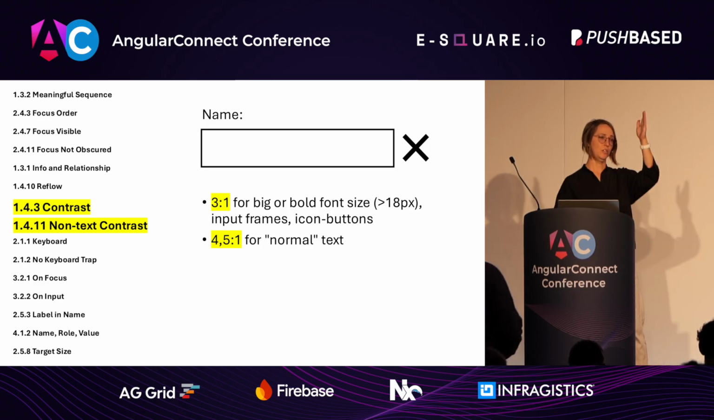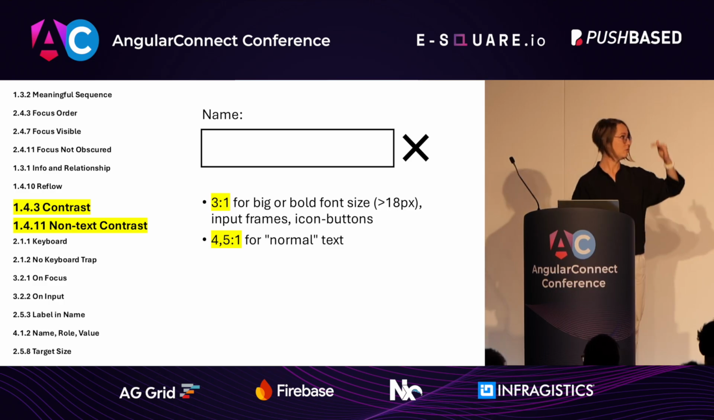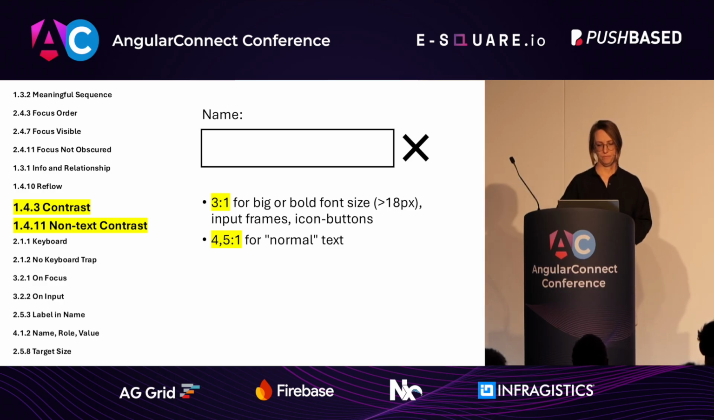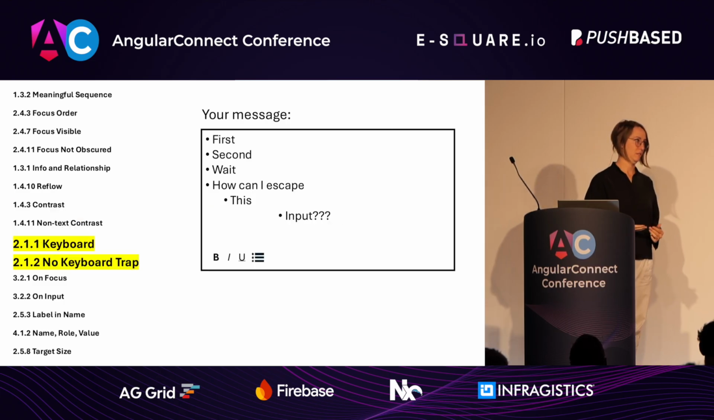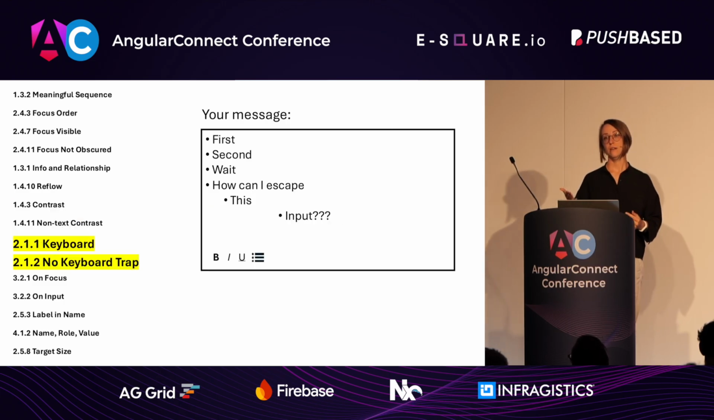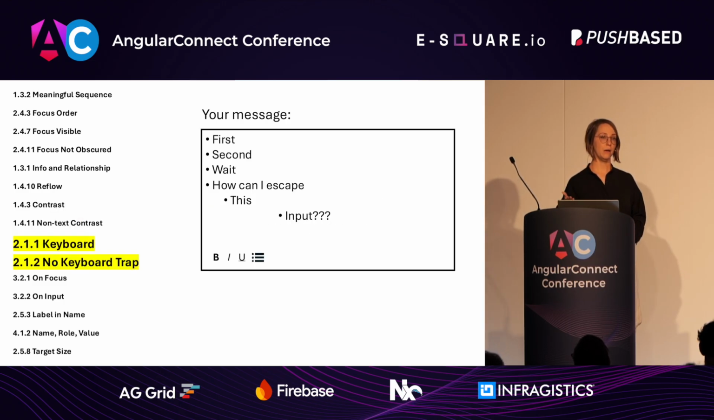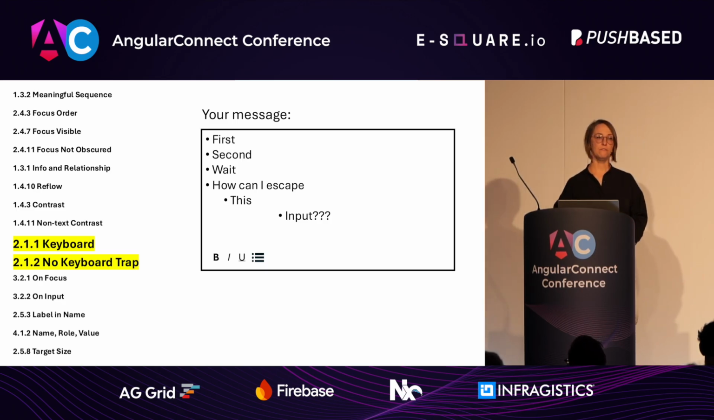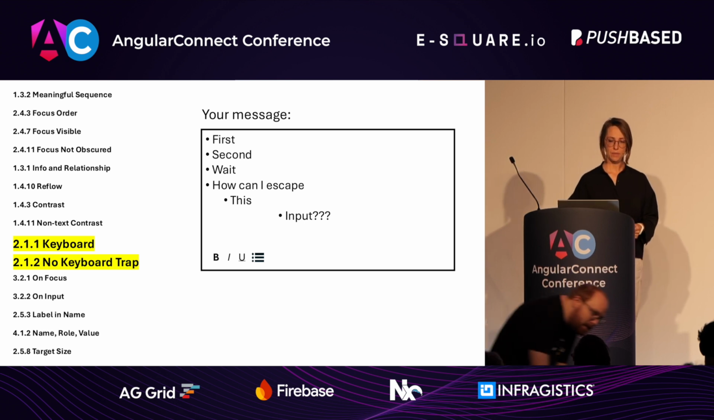So it's better to use the linear top to bottom flow. But that's just a recommendation. Next one, quite obvious one. Contrast, it's 3:1 for large and bold text, and 4.5:1 for normal text.